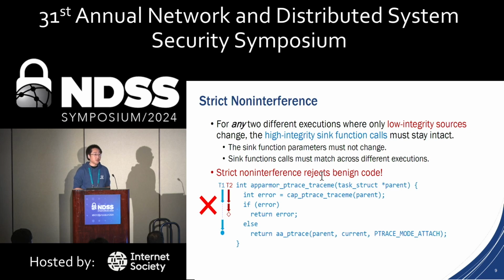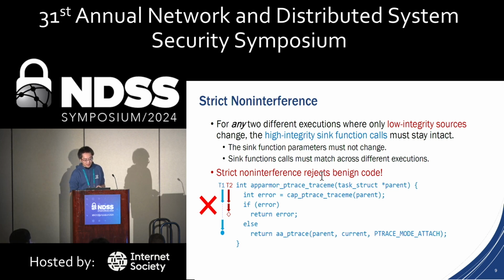However, it is notoriously known that strict non-interference produces too many false positives. Our integrity model can't escape this problem either. We show here with a simple example how strict non-interference rejects benign LSM code. This is a hook function in the AppArmor implementation of LSM. The AAP trace function at the last line is the identified sink function.